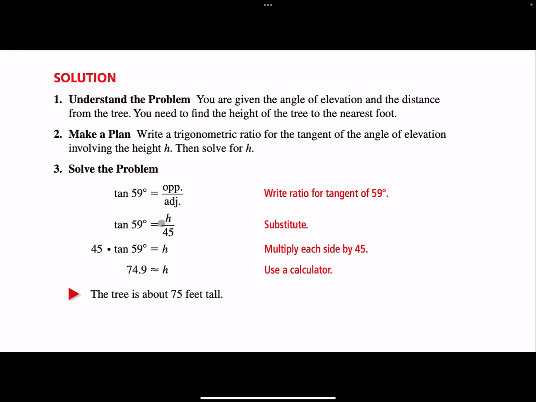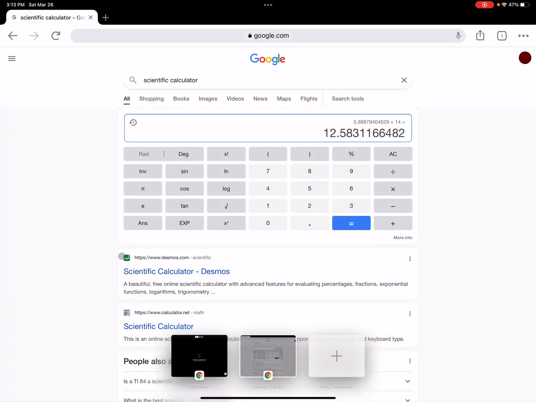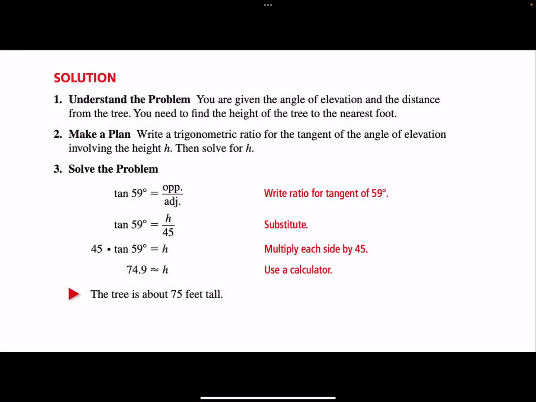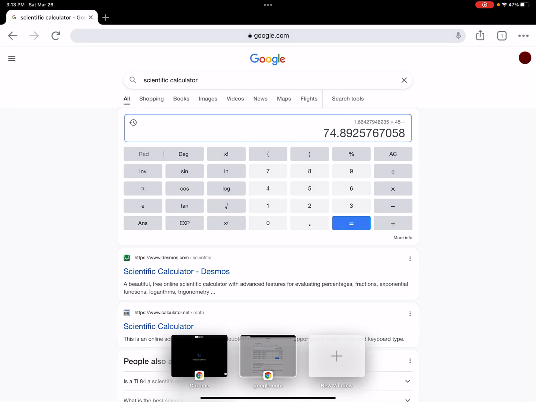Tangent of 59 equals opposite over adjacent, or h over 45. Multiply both sides by 45. 45 times the tangent of 59. So the tangent of 59 times 45 equals about 75 feet, okay? Or 74.8 or 74.9 feet, okay? I would round it to the nearest tenth.